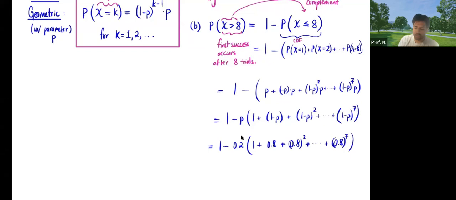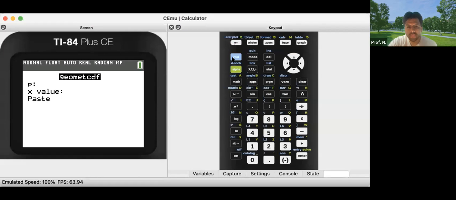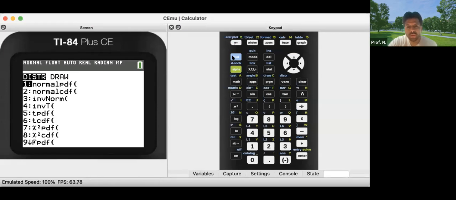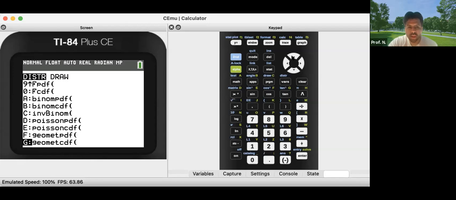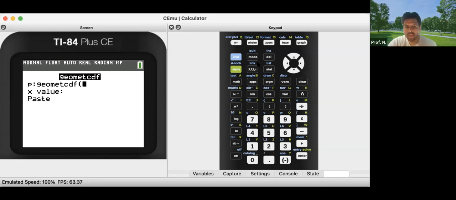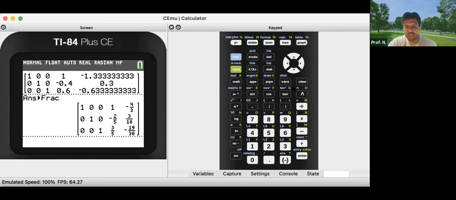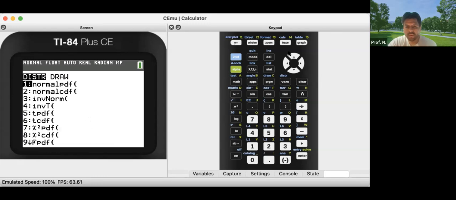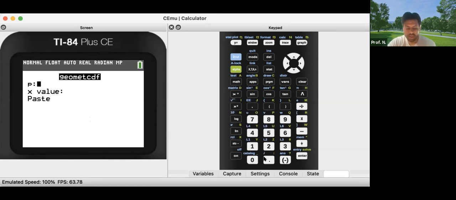So you can do this many ways. You can put this in your calculator straight up this way. But you can also, in your calculator, utilize the distribution. So if you go to second vars and you go all the way down, you have the geometric CDF. So you can compute that. And hold on, I think I made a tiny mistake. So this is second vars, then geometric CDF, then the p-value, which is the only parameter that we have, is 0.2. The x value is up until where we stop at, which is 8. And I get 0.83222784.